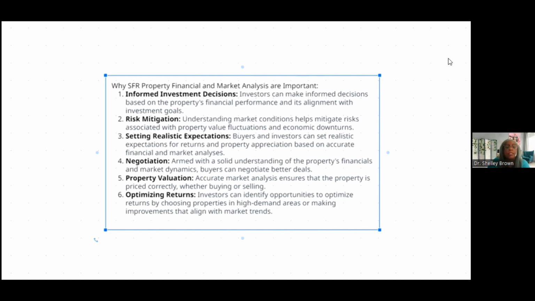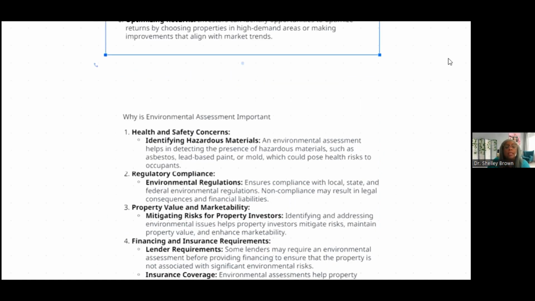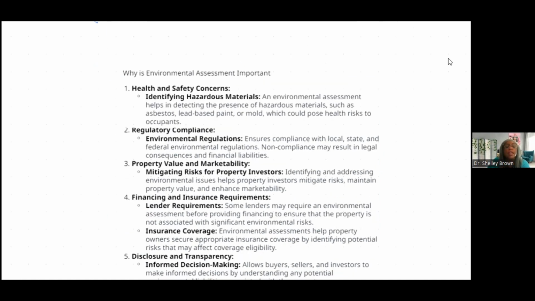All right, the next step, why is environmental assessment important? Well, you have health and safety concerns. You want to identify hazardous materials such as asbestos or lead-based paint or mold, which could cause health risks to occupants. You never want to purchase a property and you haven't done the environmental assessment on that property, because you don't want somebody to get in there and live and get sick because you didn't do your due diligence.